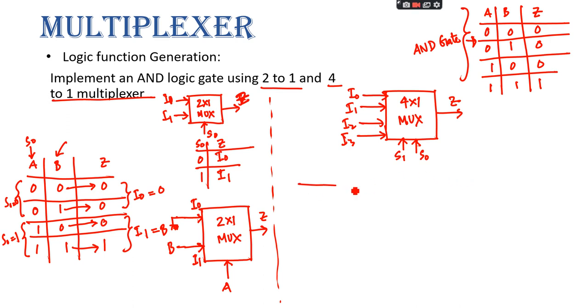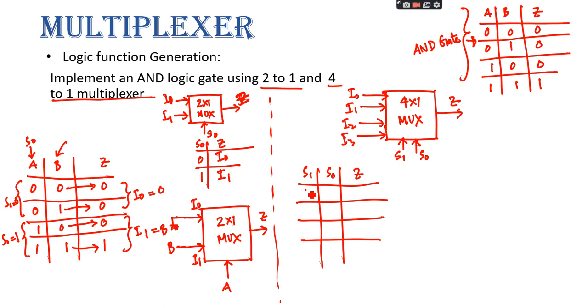So for S1 and S0, if you draw the truth table with S1 and S0, and suppose this is your output Z, how many combinations can we get? 0 0, 0 1, 1 0, 1 1, right? Yes. And here it should be I0, I1, I2 and I3, right? So if we compare this truth table and this truth table, what will happen?